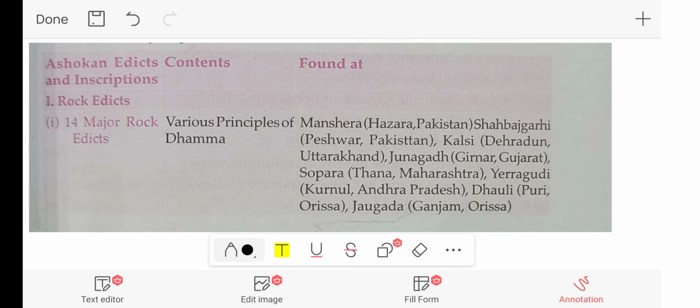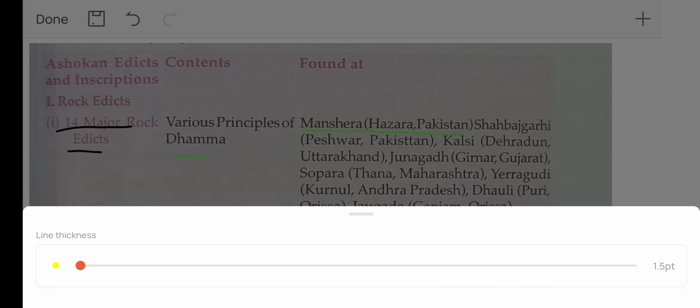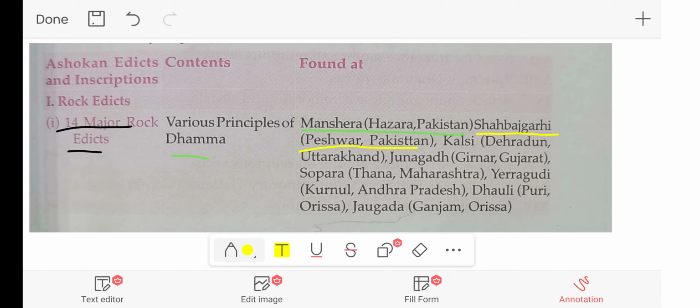So, rock edicts. First, 14 major rock edicts, and they all contain various principles of Dhamma. They are found at Manshera, which is in Hazara, Pakistan, Shahbazgarhi, which is in Peshawar, Pakistan, Kalsi, which is in Dehradun, Uttarakhand. Next is Junagadh, which is in Girnar, Gujarat.